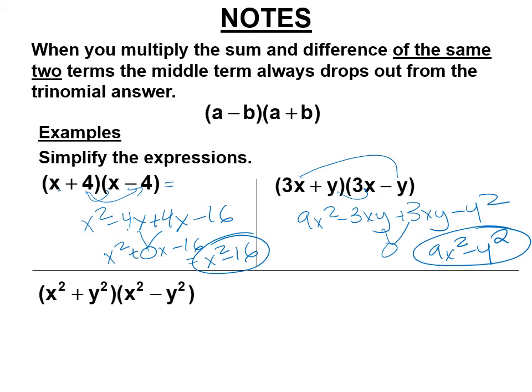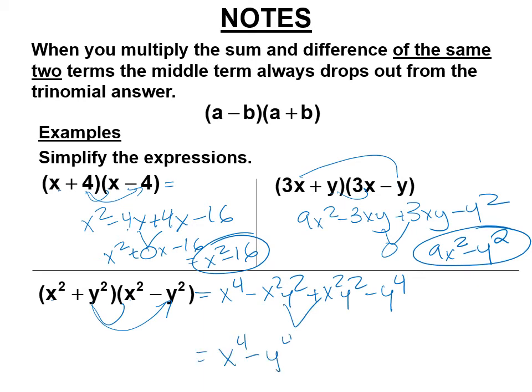All right, and there it is again, that same problem. x squared times x squared, x to the fourth. x squared times negative y squared, negative x squared y squared. y squared times x squared, plus x squared y squared. y squared times negative y squared, negative y to the fourth. Those make 0, and you get x to the fourth minus y to the fourth.